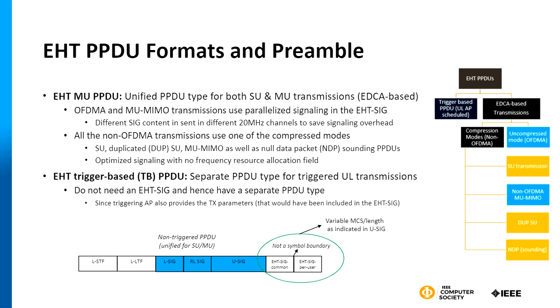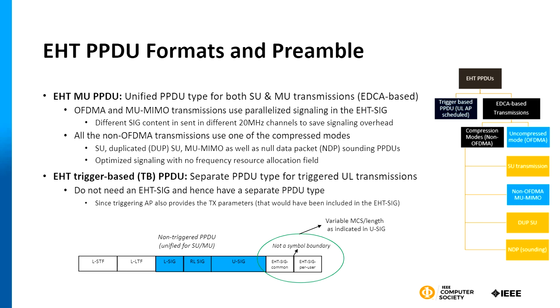So another part that came in EHT is essentially unification of the PPDU type. In 11AX, we had different types of PPDUs. So we had HE MU PPDU, SU PPDU, and extended range PPDUs, which kind of complicates parsing from a receiver's perspective and the generation from a transmitter side. So the group decided to have a unified PPDU type for both SU and MU transmissions. And these are essentially the transmissions that the station sends while performing EDCA.